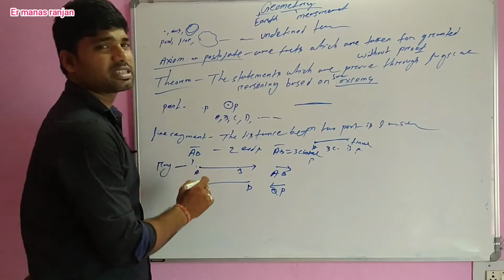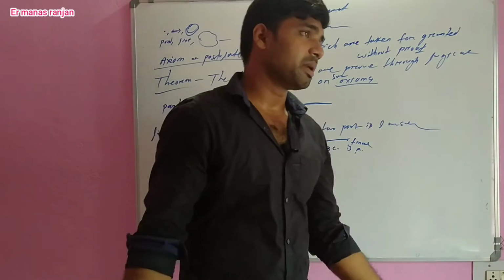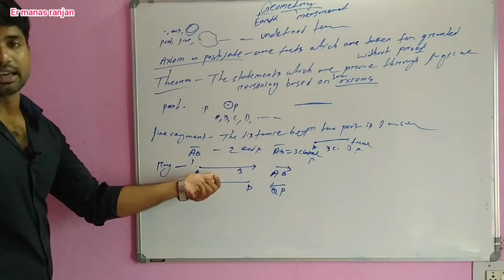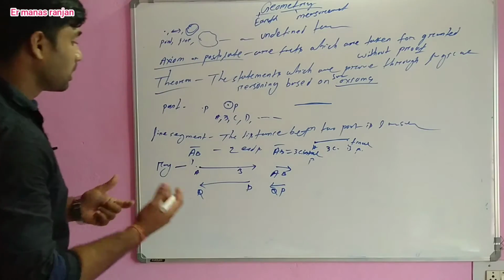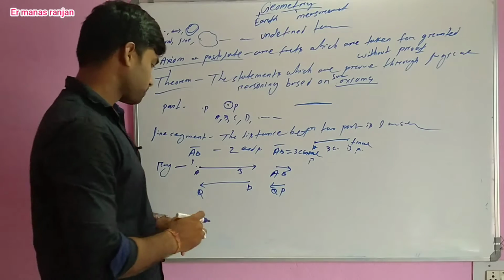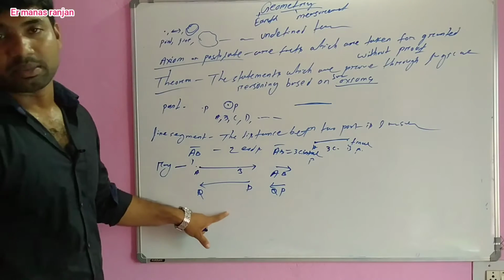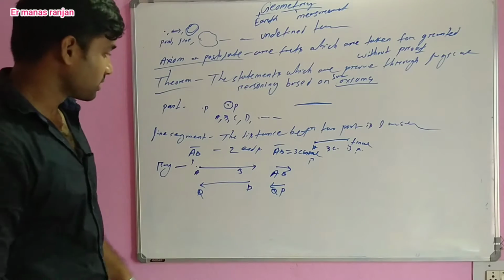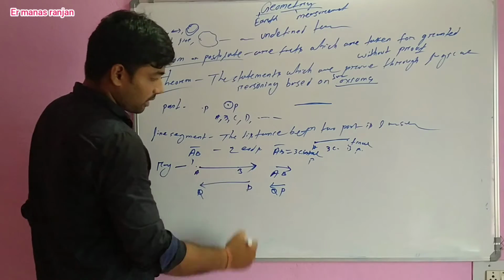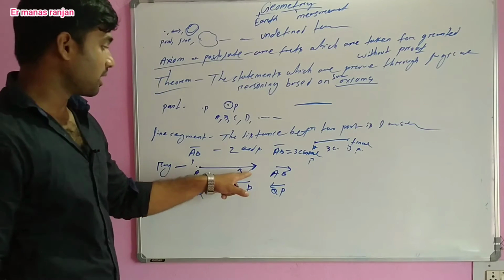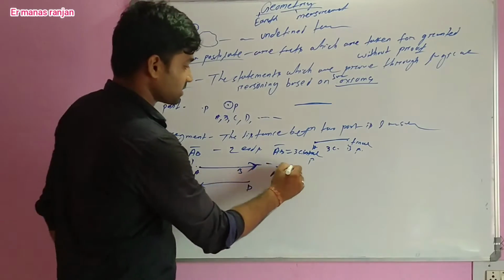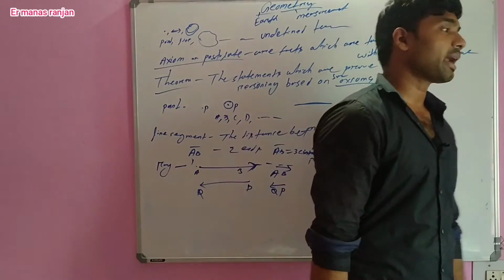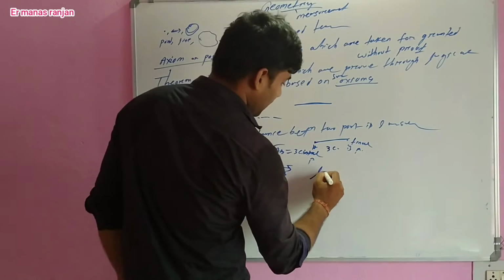It starts from an initial point and there is no end point. It's an endless line. It has a starting point but no end point. Understood? And we can't measure it. The ending side is denoted by an arrow mark. Arrow mark means endless.